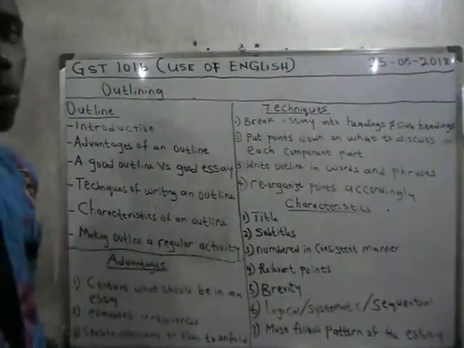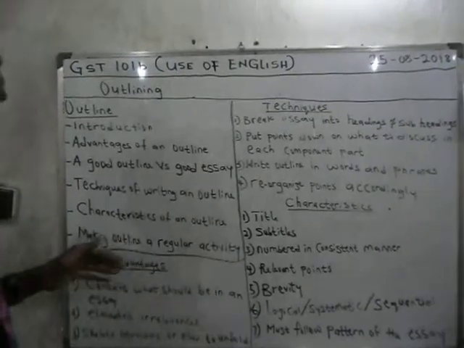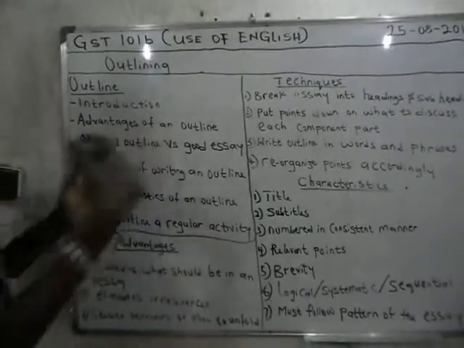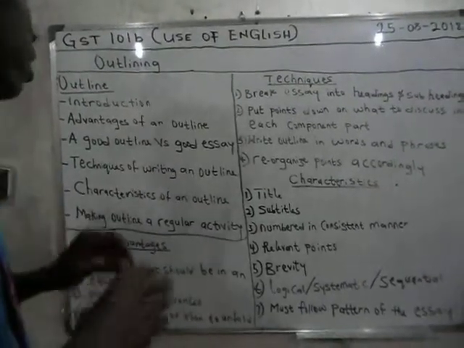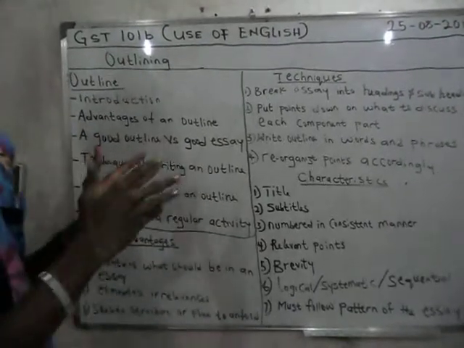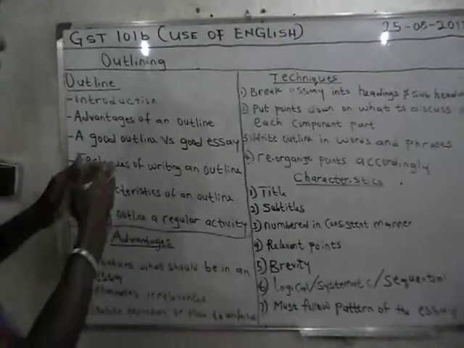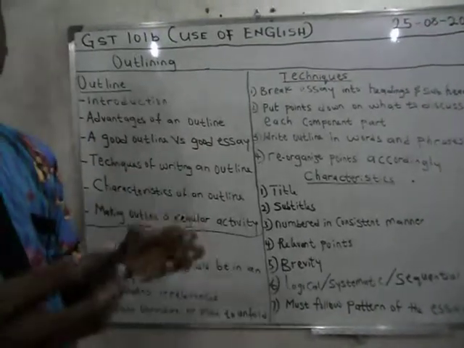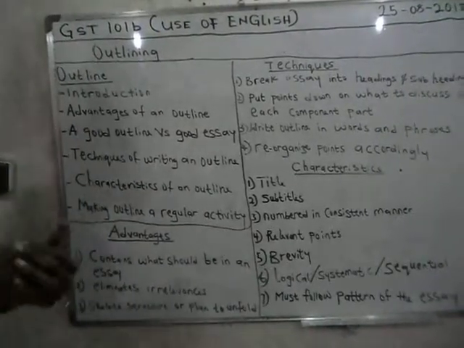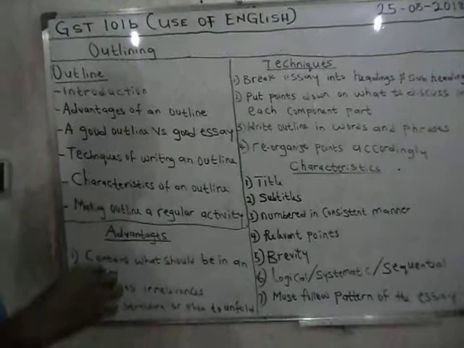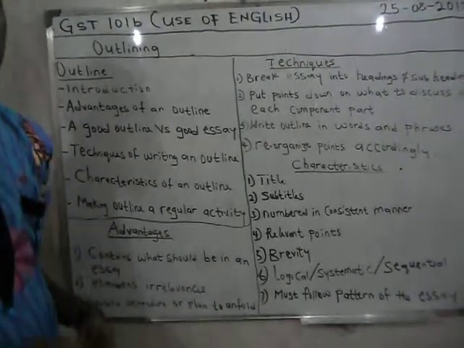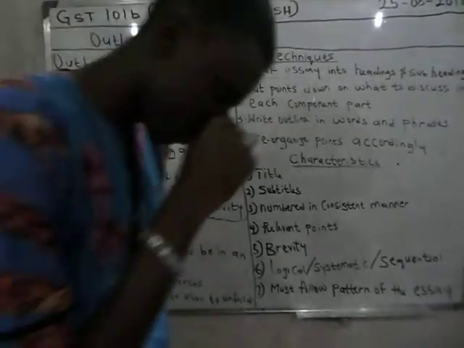Now, under outlining, what we are going to do today: first, we are going to introduce outlining. Second, we are going to look at the advantages of an outline. Thirdly, we are going to look at the comparison between a good outline and a good essay. Fourthly, we are going to look at some of the techniques necessary for writing an outline. Fifth, we are going to look at the characteristics of an outline. Lastly, we are going to look at how to make outlining a regular activity.